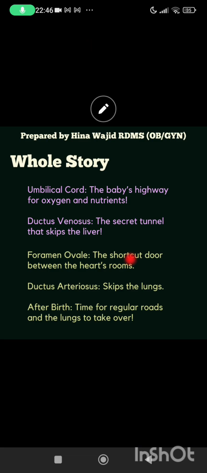So the umbilical cord is the main highway for the oxygen and nutrients. Ductus venosus is the secret tunnel that skips the liver. Foramen ovale is a shortcut door between the heart's rooms, and ductus arteriosus helps skip the lungs. And after birth, there is time for regular roads, and the lungs now start performing their normal function.